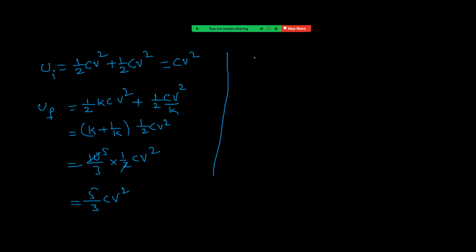Now the question asks for the ratio of initial to final. Initial value CV square, final value 5 by 3 CV square. So the answer is now 3 by 5. That means mainly we have to keep in mind that with the battery, if you insert a dielectric, energy becomes K times. Without battery, if we insert a dielectric, it becomes 1 by K times. If we have that point in mind, we can directly solve the question. I hope you got clarity.